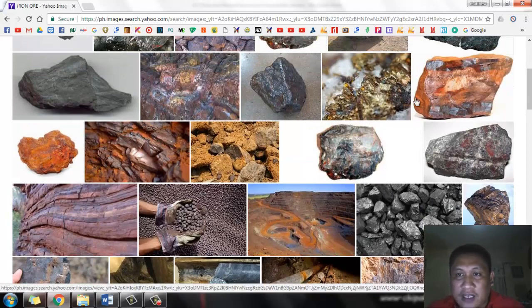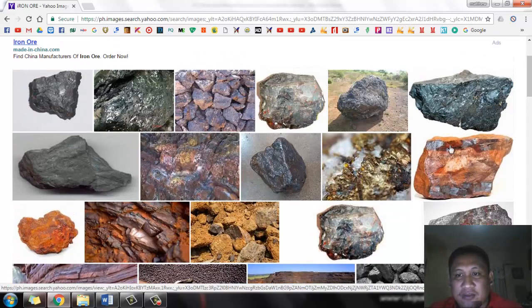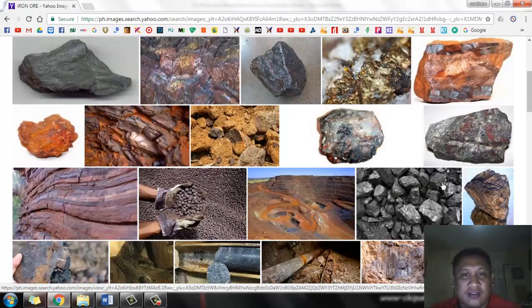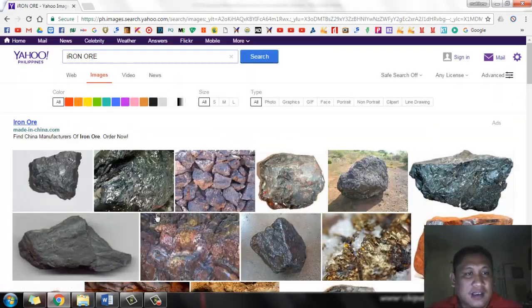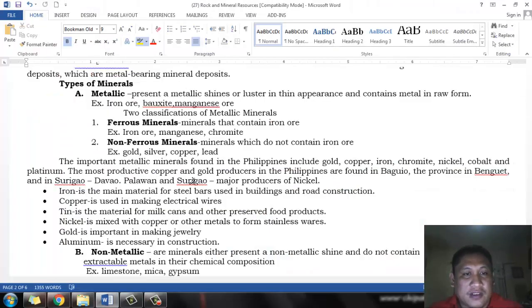So, iron actually sometimes reacts with oxygen and eventually, try to look into this portion over here, eventually, they will have this particular color. Reddish siya ang color, no? Iron ore man na siya. So, those are just few examples.